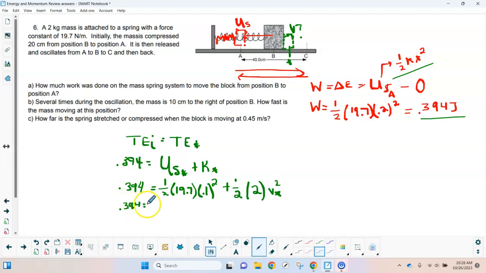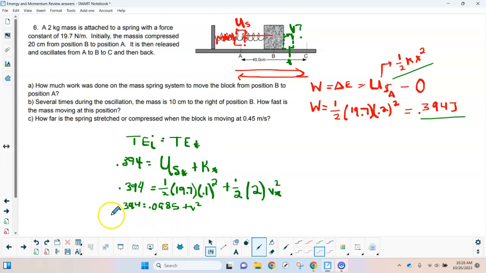And then 1/2 times 19.7 times 0.1 squared got me 0.0985. Again, I might have rounded slightly, but it's okay. If you do or don't, it's not that big a deal. And then 1/2 of 2 is just 1, so this is just plus v squared.